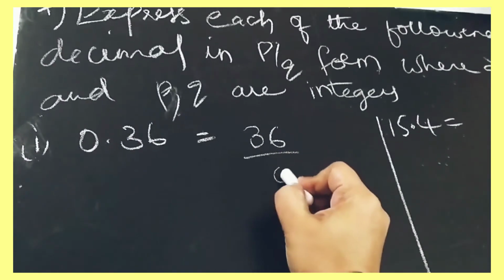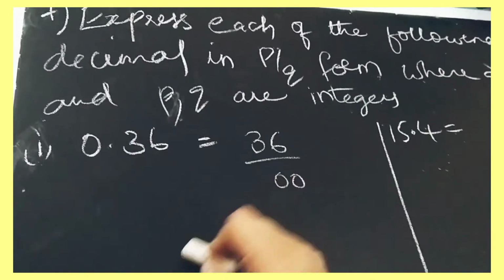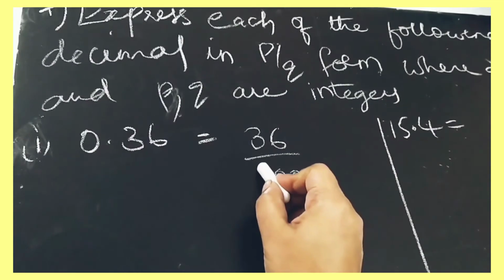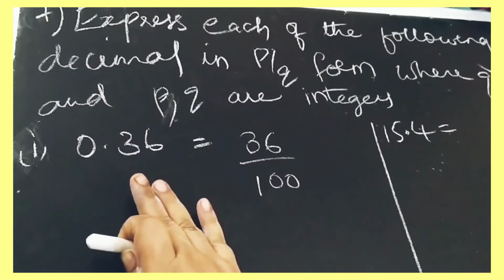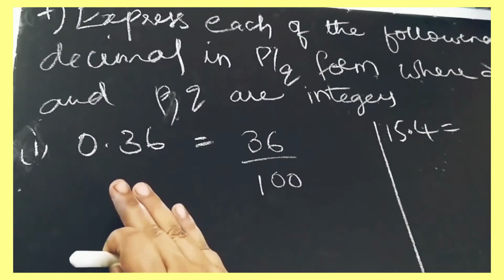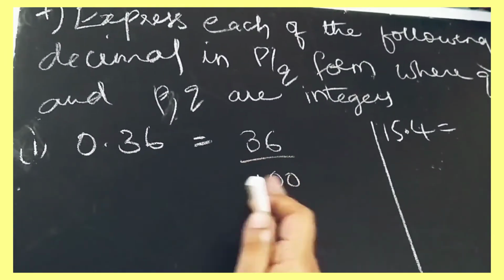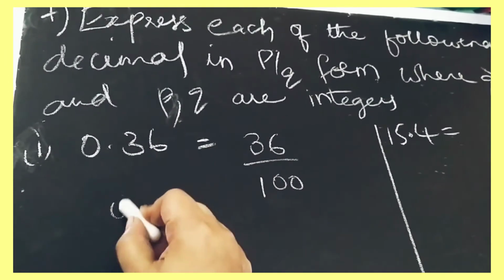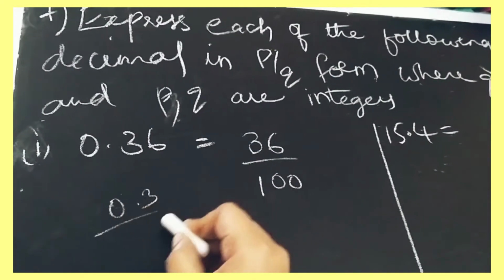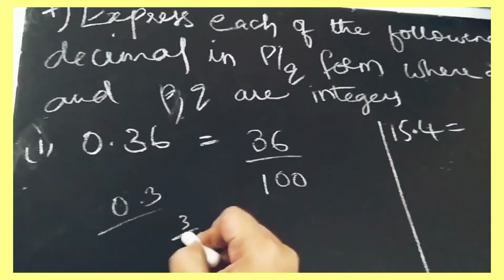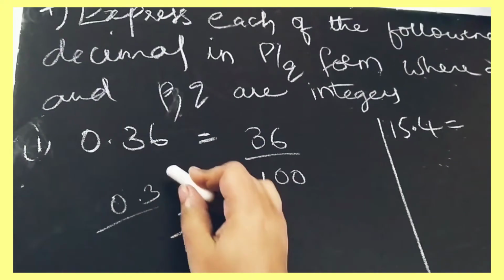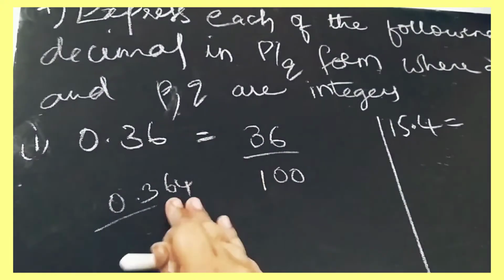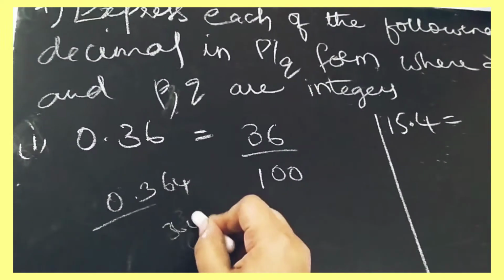So we have to write here 2 zeros and 1. If two digits are there after the point, you have to take 100. If 1 is there, like 0.3, it means you have to take 3 by 10. If 3 digits are there, for example if 364 is given, then you have to take 364 by 1000.